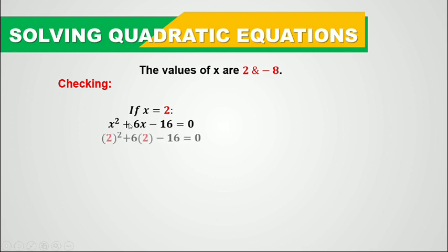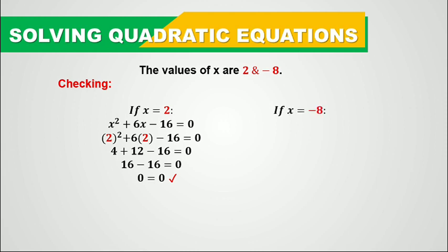So this becomes 2 squared plus 6 times 2 minus 16 equals 0. And then 2 squared is 4, plus 6 times 2 is 12, minus 16 equals 0. Simplify this further, this becomes 16 minus 16, which is equal to 0. So 0 equals 0. So our first solution is correct, or the first value of the root, which is 2, is correct. What about if the value of x is negative 8?